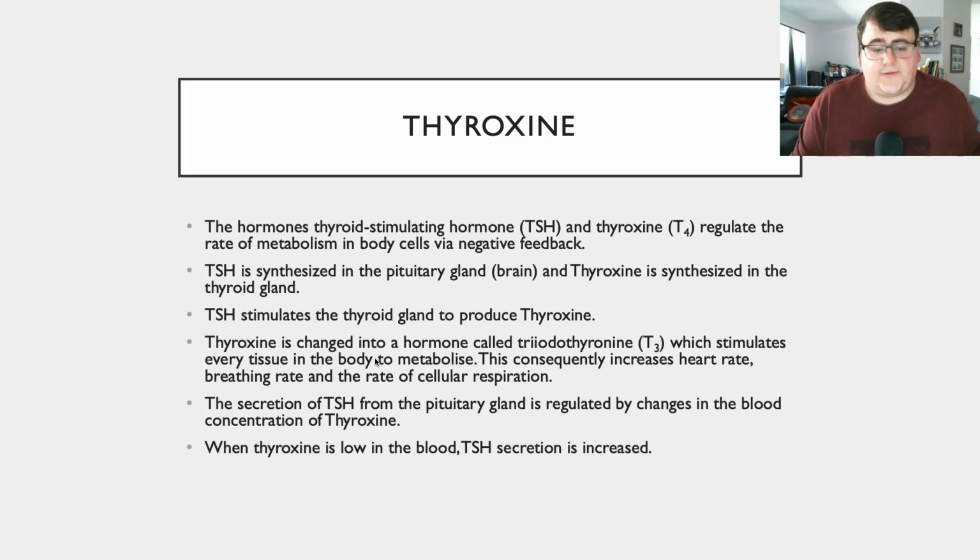When thyroxine is released, it changes into a hormone called triiodothyronine, T3. That stimulates every tissue in the body to metabolize. Consequently, it's going to increase your heart rate, your breathing rate, and your rate of cellular respiration. The secretion of thyroid stimulating hormone from the pituitary gland is always regulated by changes in the blood concentration of thyroxine. So when thyroxine is low in the blood, thyroid stimulating hormone is released to stimulate the release of thyroxine.